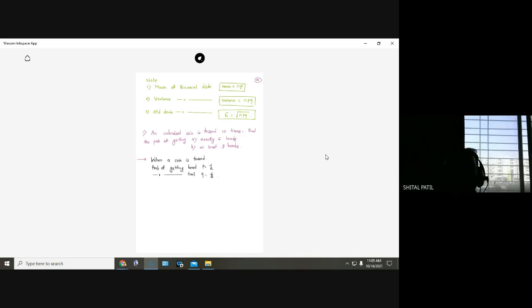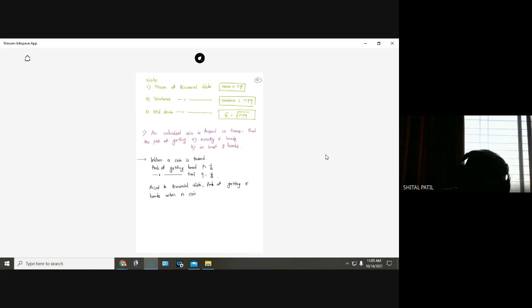When a coin is tossed, probability of getting, so we are writing P and Q for a single coin, understand this. So 1/2. Now we'll toss the 10 coins. Now write. Probability of getting R heads when n coins are tossed.